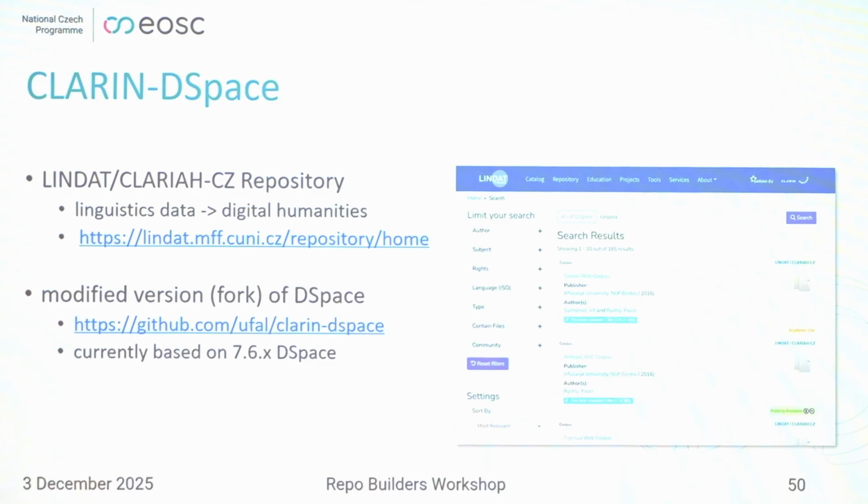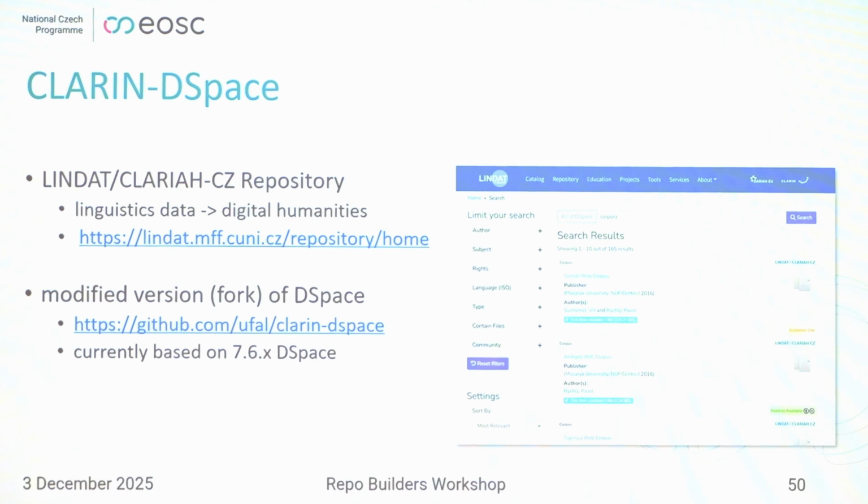Then in NRP, it's CLARIN DSpace, which is another fork. And this fork was created for research data, actually. It was originally for linguistics data, then they expanded their scope to digital humanities, and then they expanded their scope to NRP, so like everything that will be possible.